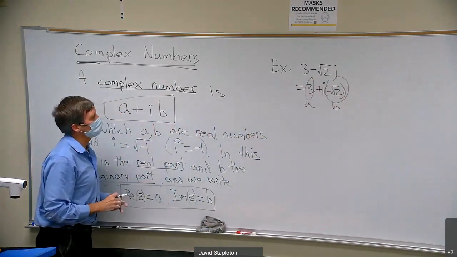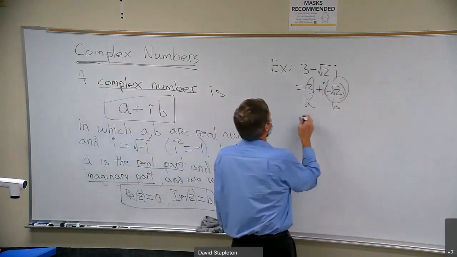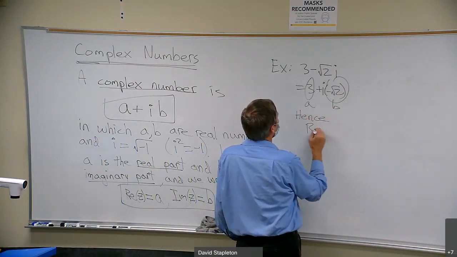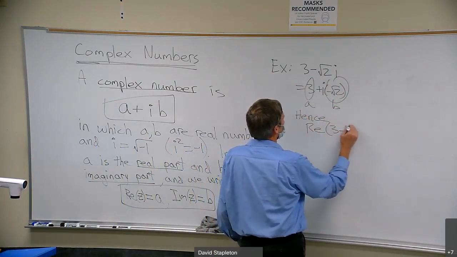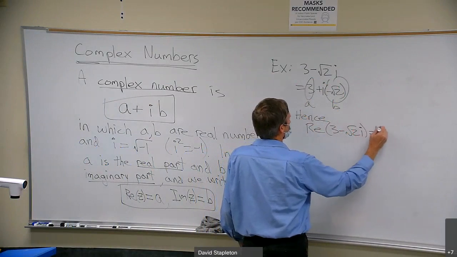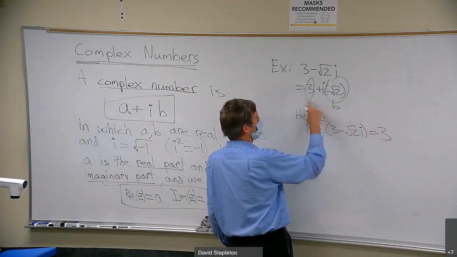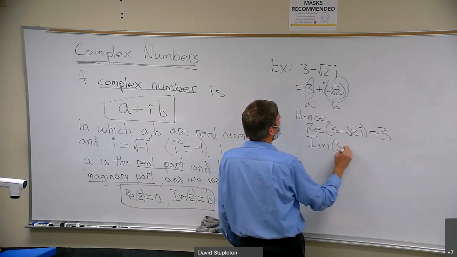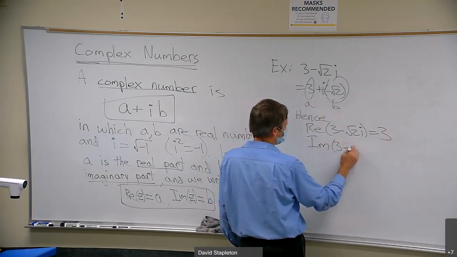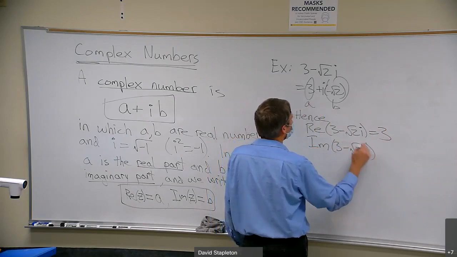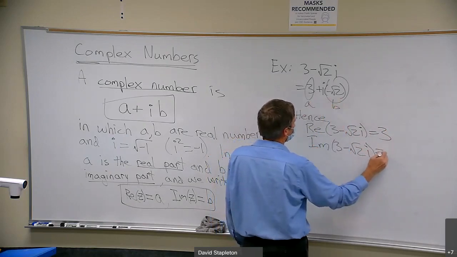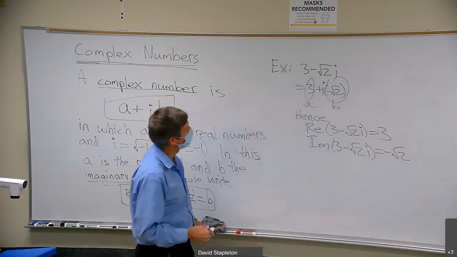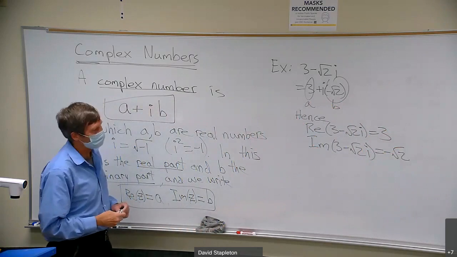In that form, we then write that the real part of 3 minus square root 2 i is 3, the number that doesn't multiply i. The imaginary part of this complex number is the number that multiplies i, minus square root 2. So it's a real number that multiplies i as the imaginary part. All right, so there's an example.